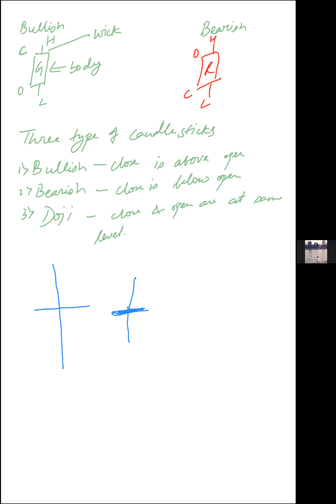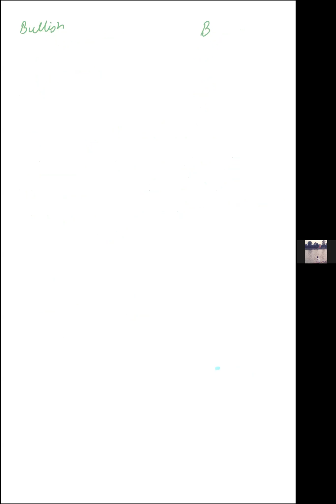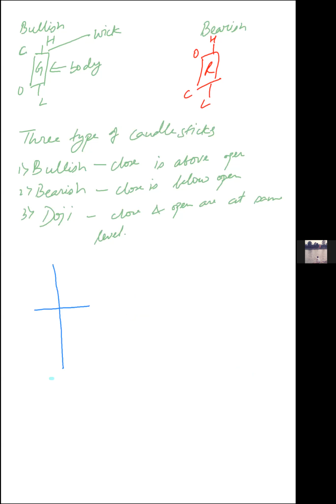A doji has either no body or a very small body, something that you can ignore. The body should not be big. It should be so small that you can actually ignore it. Okay, so a bullish candle signifies an uptrend, a bearish candle signifies a downtrend, and the doji signifies indecision.